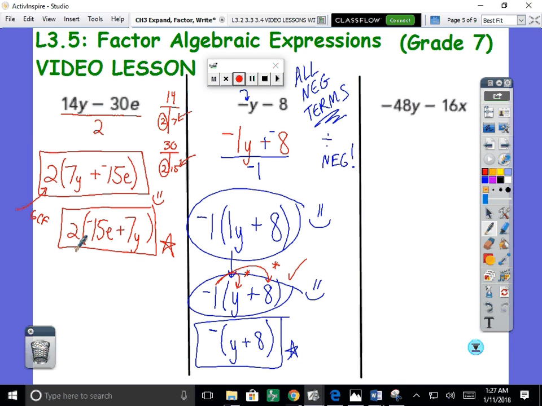If I took this 2 times a -15e, 2 groups of -15e would get me -30e. Oh, I kind of see something like that up here. Close, -30e. I'll just write it down so I keep track of it. How about this? If I distributed one more time, would it check out? What's 2 times 7y, or 2 groups of 7y? Sounds like I'll get 14y.